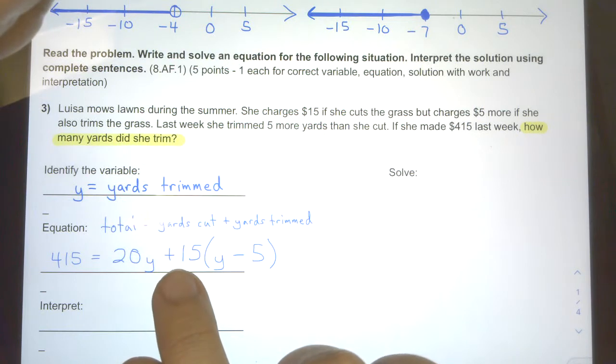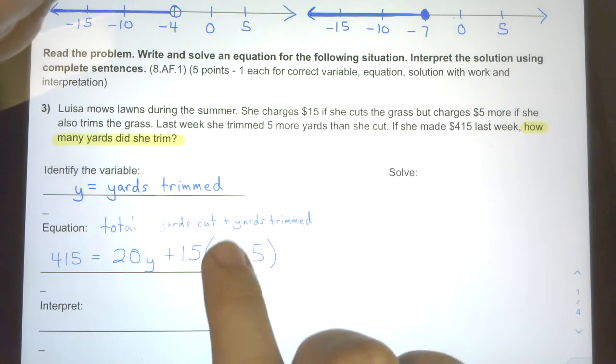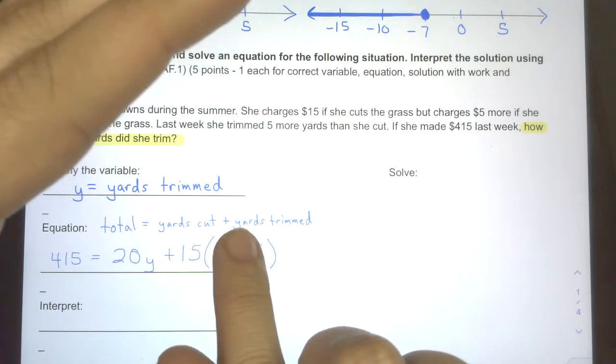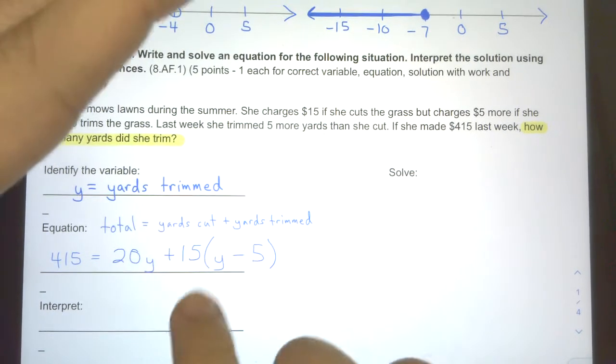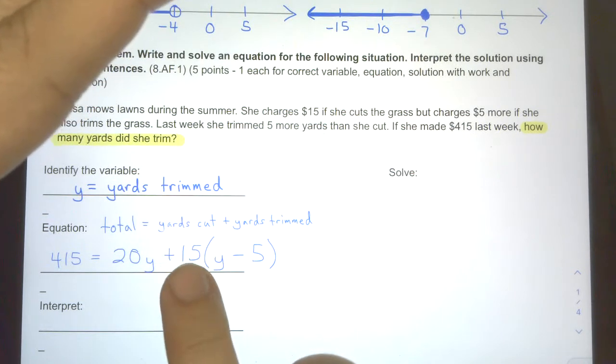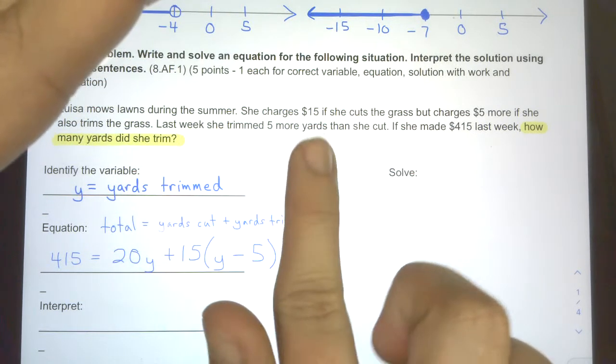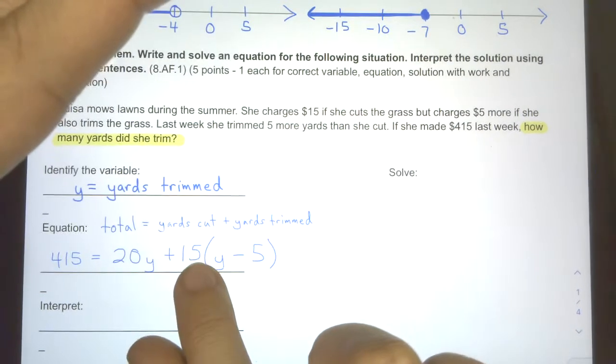plus the yards that she cuts. I guess maybe I set this up, looking at it right now, a little backwards. The yards trimmed should have been here. That's okay. We move on. So the yards cut is $15. So it's $15 to cut the grass.